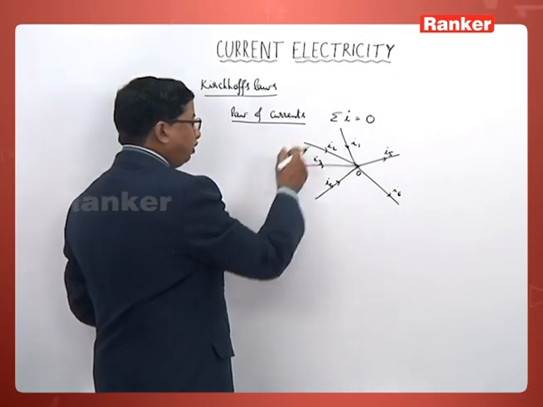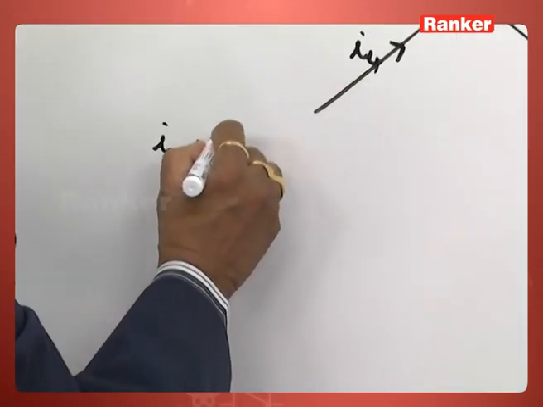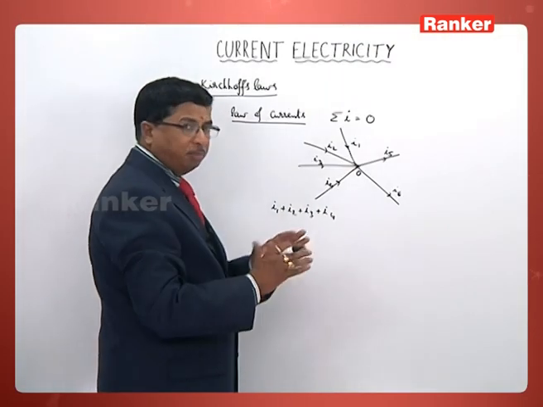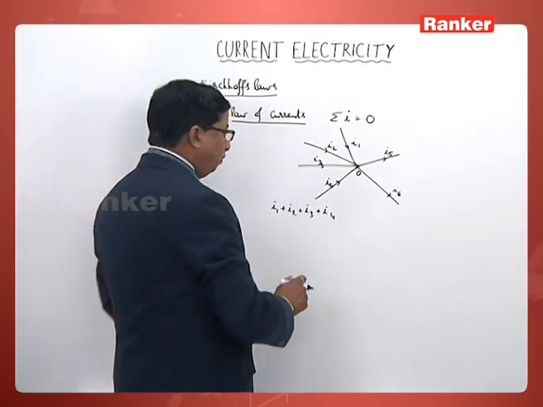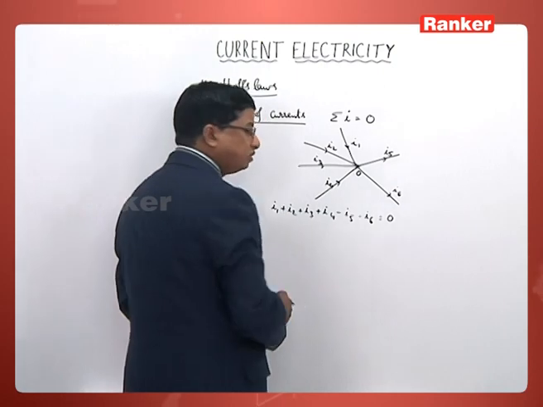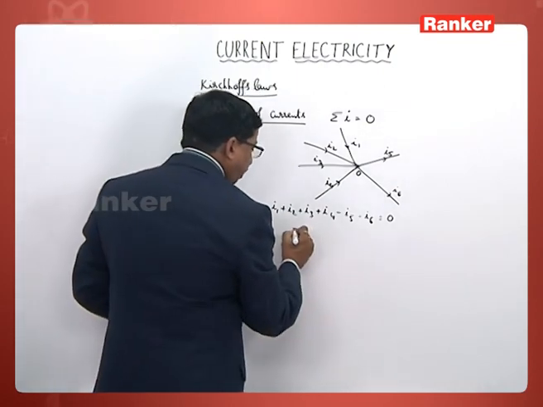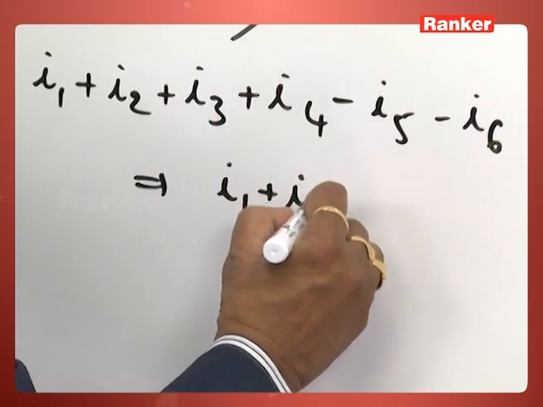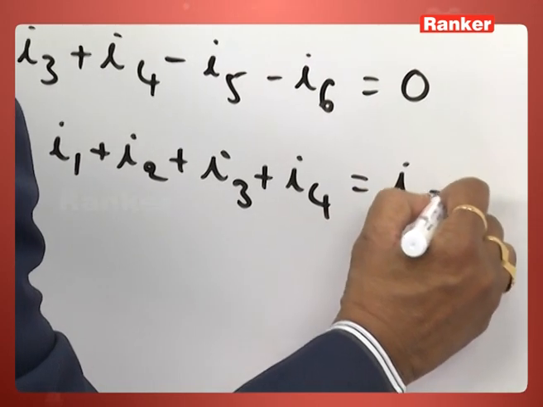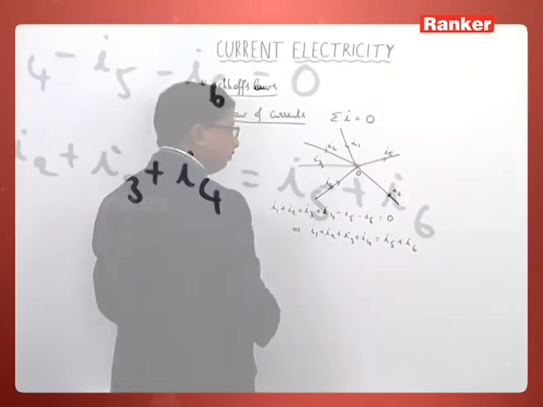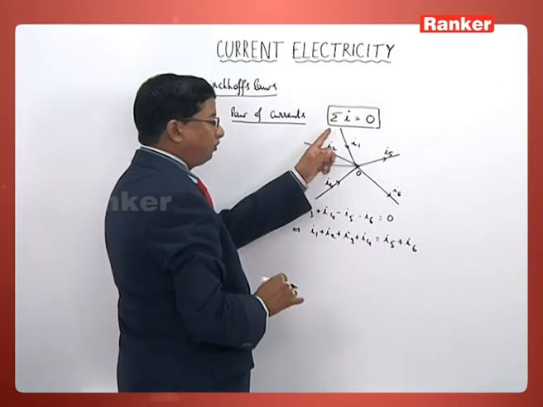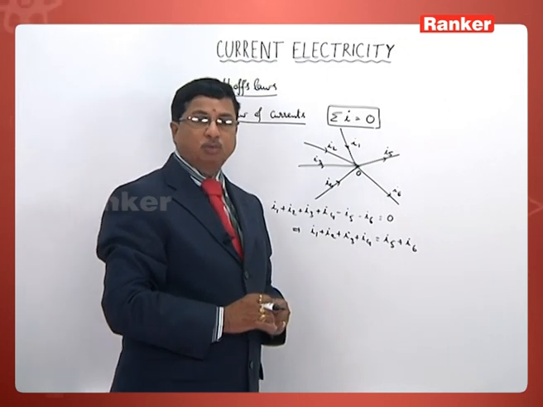So, how to write this equation? I1 plus I2 plus I3 plus I4, I am taking incoming currents as positive ones, now minus I5 minus I6, that becomes 0. That we can rewrite like this: I1 plus I2 plus I3 plus I4 is equal to I5 plus I6. In other words, you can reiterate the same like this: sigma I is equal to 0.